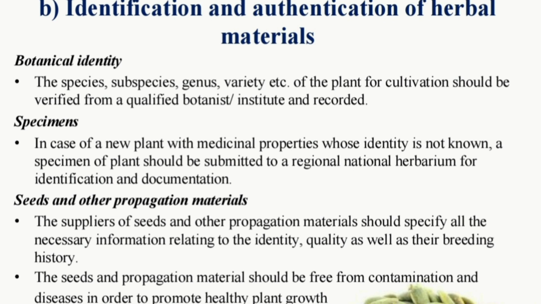See, if we have a species which is not known, then we submit it to the regional national herbarium for identification and also documentation. Then seeds and other propagation materials. The suppliers of the seeds and other propagation materials should specify all the necessary information relating to the identity, quality, as well as their breeding history. The seeds and the propagation material should be free from contamination and diseases in order to promote healthy plant growth.